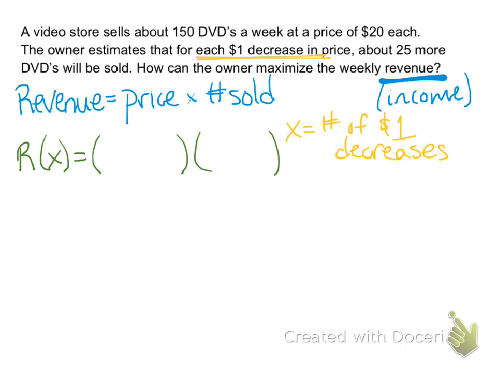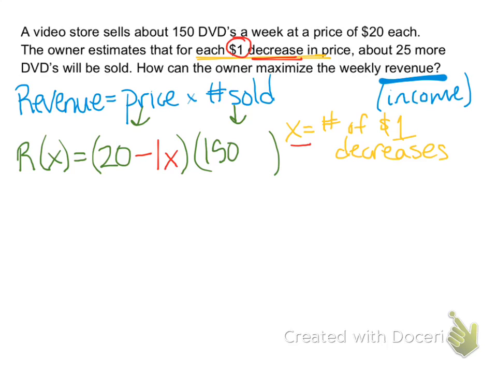And so again, we're going to use this familiar model of revenue equals the price times the number sold. Right now, we're selling them for $20 each, and at that price, we're selling about 150 a week. But we want to decrease the price, so we're going to subtract something from the price, and we're decreasing $1 each time. So it's minus $1 each time, but we have to determine how many times we're going to decrease the price, so times x.